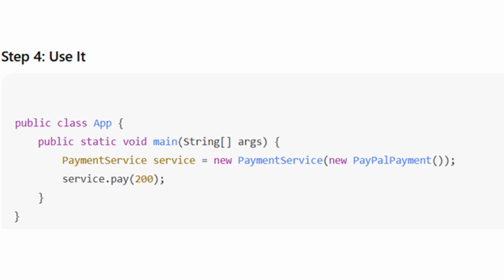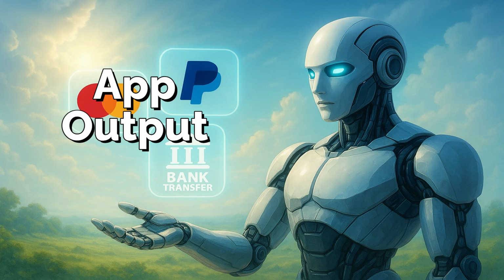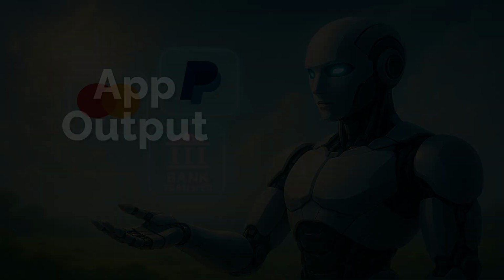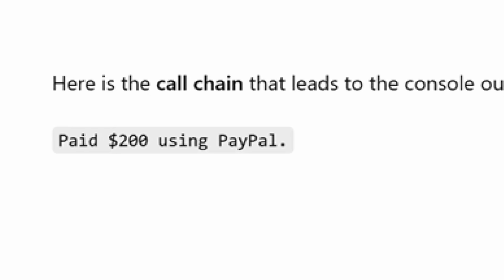Finally, you create a client that chooses which strategy to use. In the strategy pattern, the client decides which specific implementation to pass into the context. Here, the program selects the PayPal payment strategy when creating the service. Then it calls the pay method, and the chosen strategy handles the operation. This shows how the behavior can be changed simply by switching the strategy object, without modifying any other code. App output. This is the expected output. Paid $200 using PayPal.